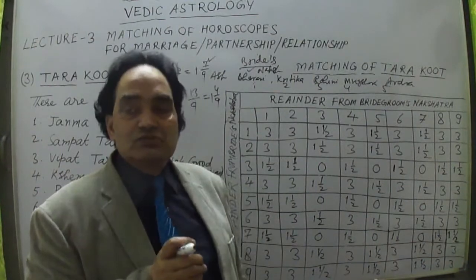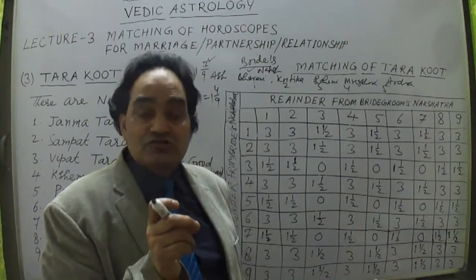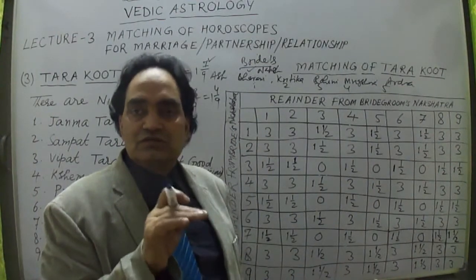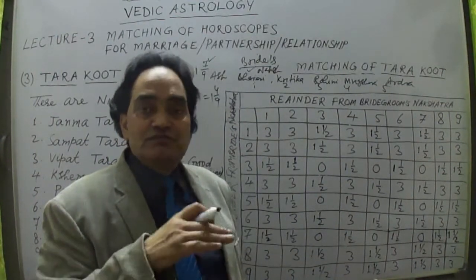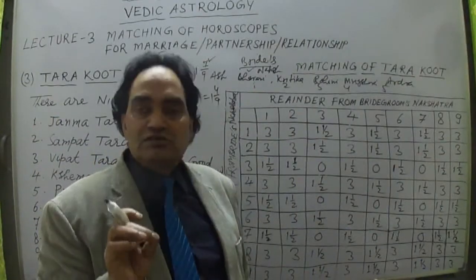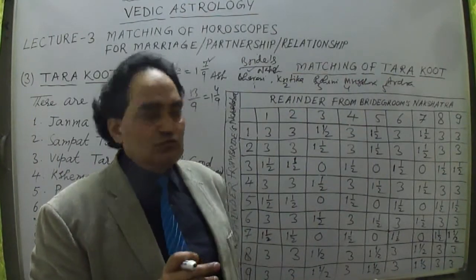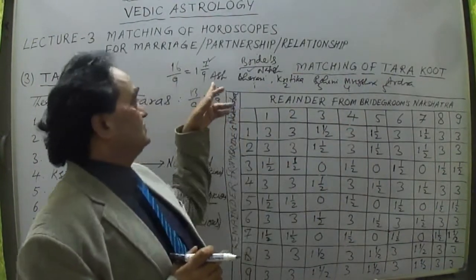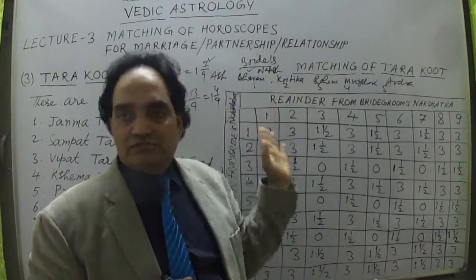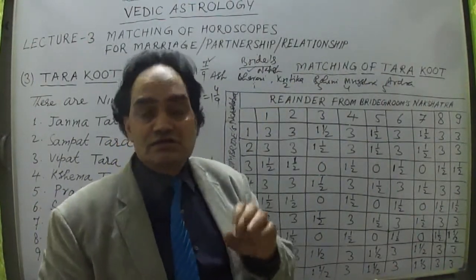Suppose the person who is going to start a business, that person's birth nakshatra, where the moon is placed in that person's birth horoscope, is counted and named. Suppose that name is, as I have told you, Kritika nakshatra, the third one. His moon is lying in the Kritika nakshatra.